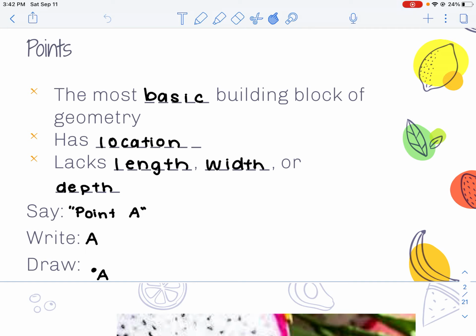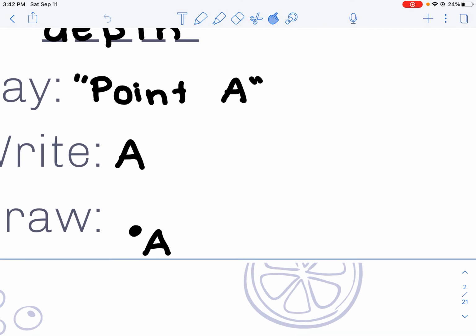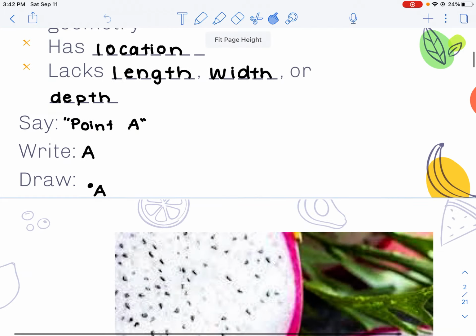When we talk about points, we literally say the word point and then whatever letter we associate with that point. So point A, for example. But when I write about it, I don't need to write the word point. I can just write my capital letter A. When I draw it, even though there's no actual dimension to the point, we go ahead and draw a tiny dot there to show where that location is.